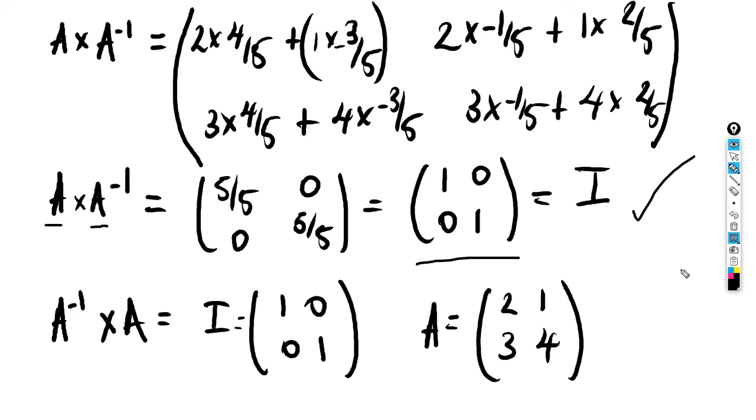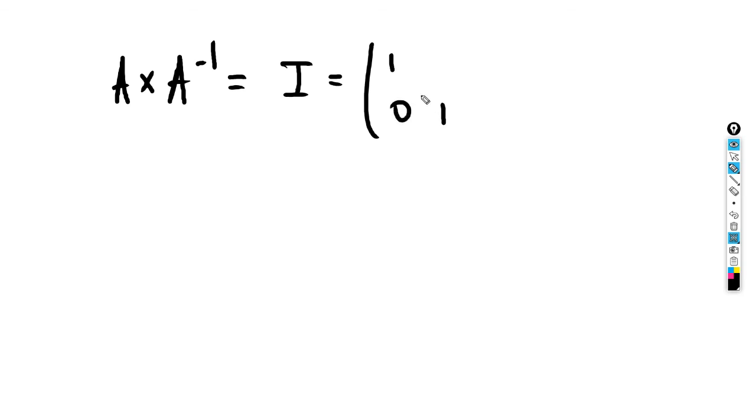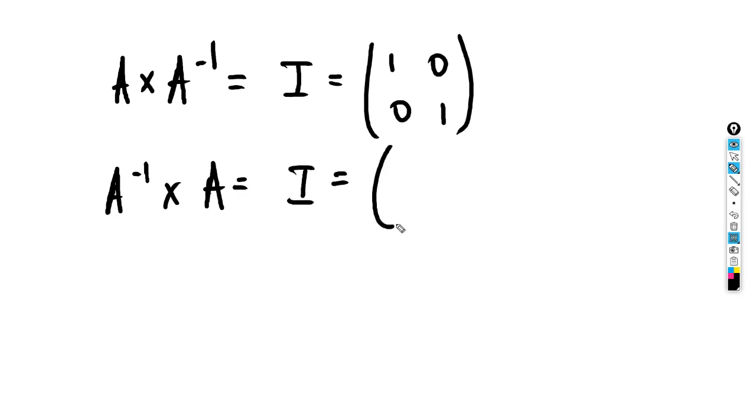Okay guys, so let me just clear the screen here and do a recap. Remember, A multiplied by A inverse is equal to the identity matrix, which is 1, 0, 0, 1. The main diagonal is 1 and everything else is 0. Also, A inverse multiplied by A is equal to the identity matrix as well, which is the same thing, 1 in the main diagonal and 0 in the other places.